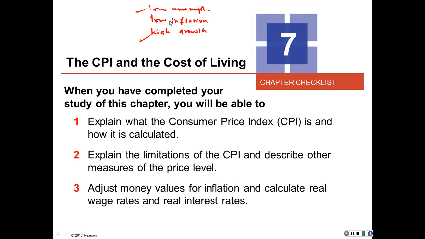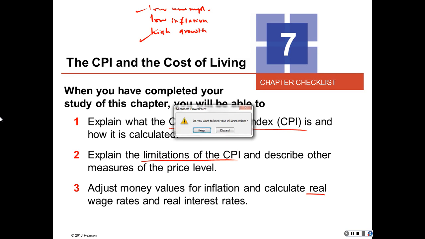So what we are going to do in this chapter is explain what the consumer price index is and how it is calculated. We will explain the limitations of the CPI, and we will also learn how to calculate real money terms from nominal money terms. In other words, how we can compare dollar amounts across time. Okay? So these are the goals of chapter 7. And instead of launching into the PowerPoint itself, I'm going to go to my drawing board and quickly explain the key concepts to you.